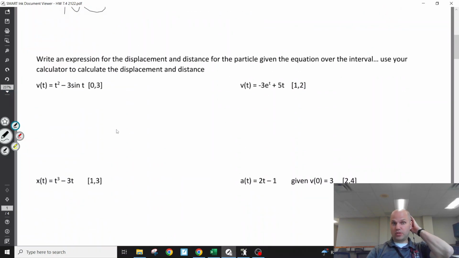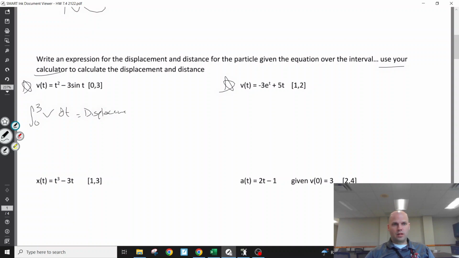So let's do some problems. Given velocity, you're able to use your calculator. So for every single one, just for these two, it's easy. 0 to 3 of v is the displacement. That's your change in your position. That's x of 3 minus x of 0. You don't know what x of 3 is or x of 0 is, but you know the change.